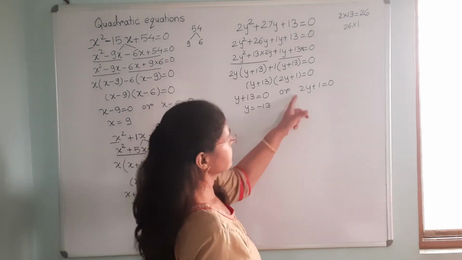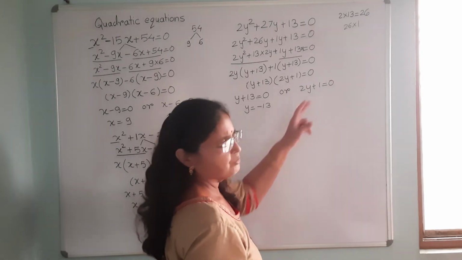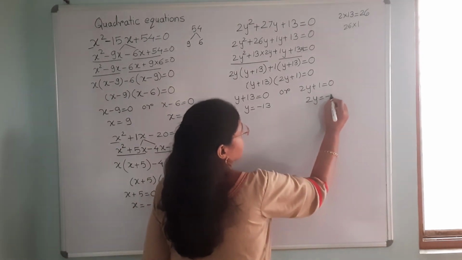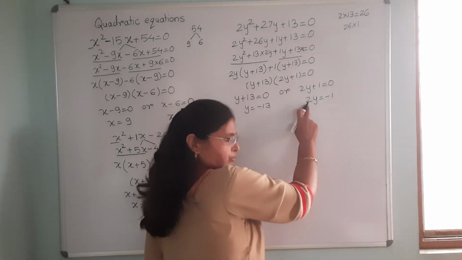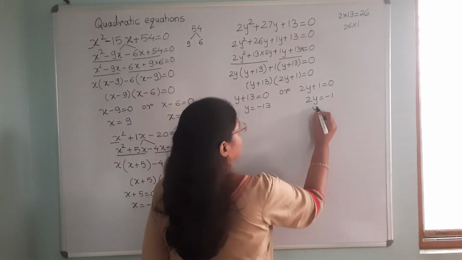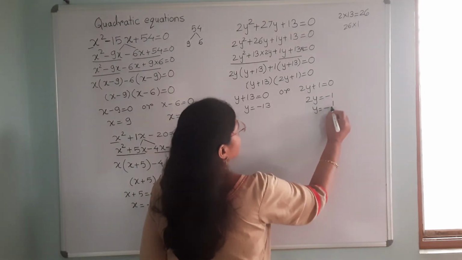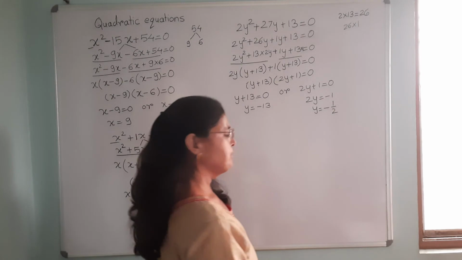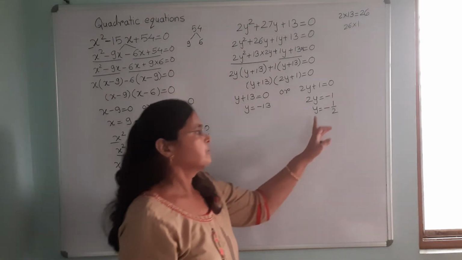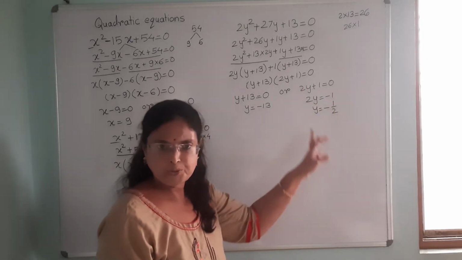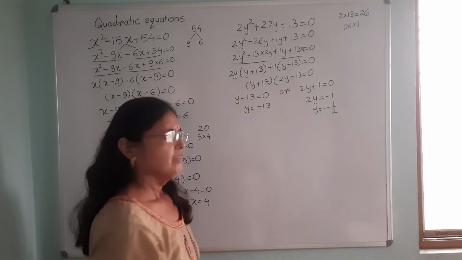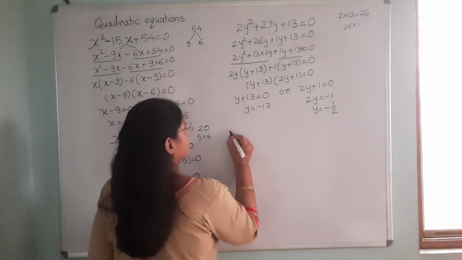And as 2y plus 1 equal to 0, we have to subtract 1 from both sides. So 2y equal to minus 1. And as 2 is the coefficient, we have to divide both sides by 2. We will get y equal to minus 1 upon 2. That means two values, y equal to minus 13 or y equal to minus 1 upon 2, are the solution of this equation. Now let us take another example also.